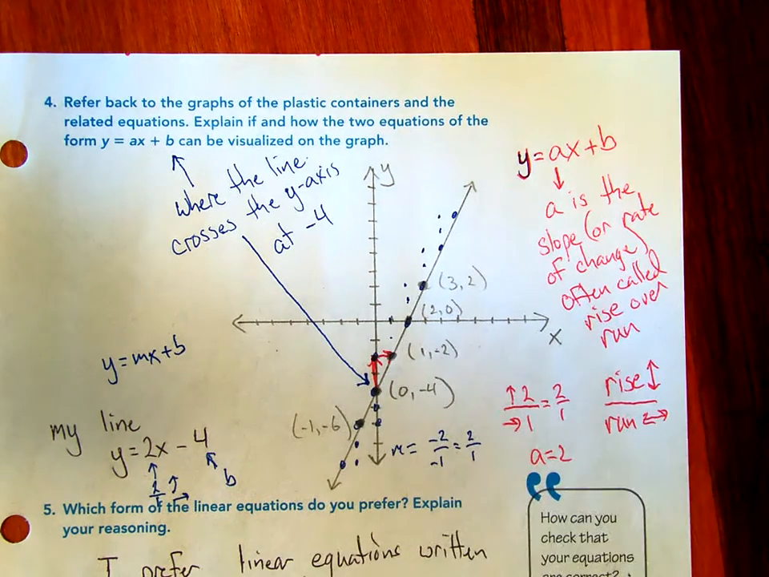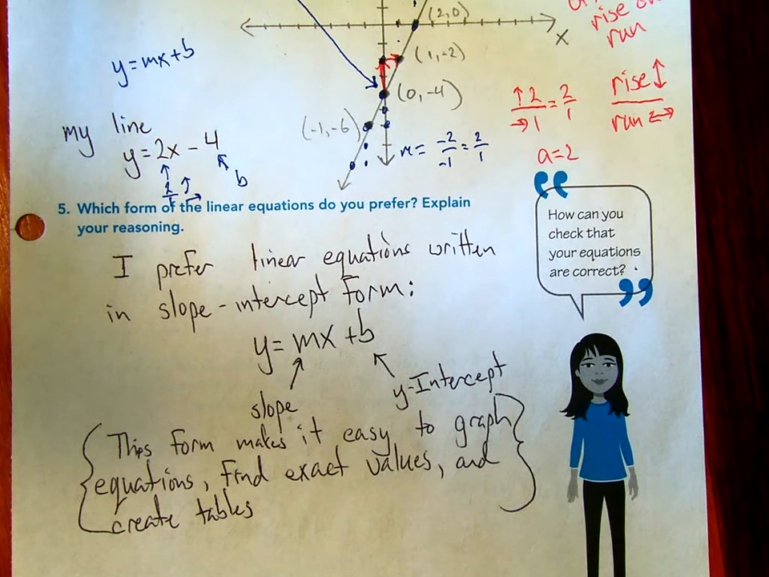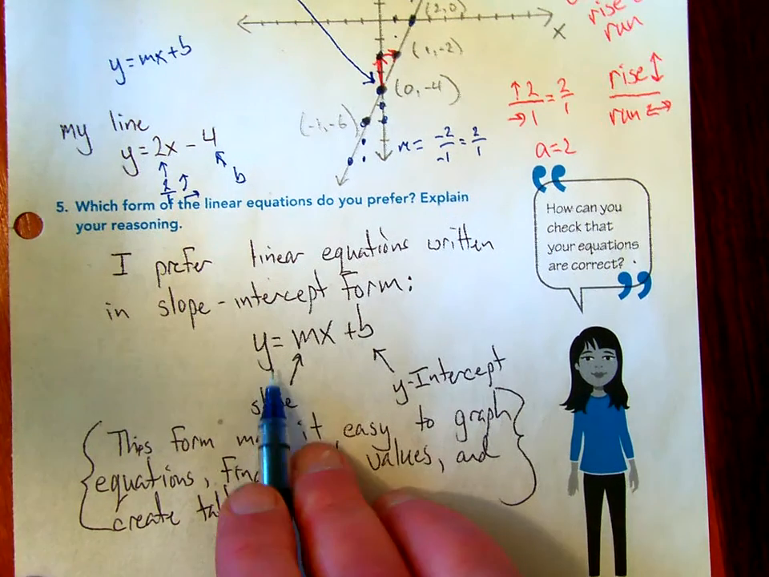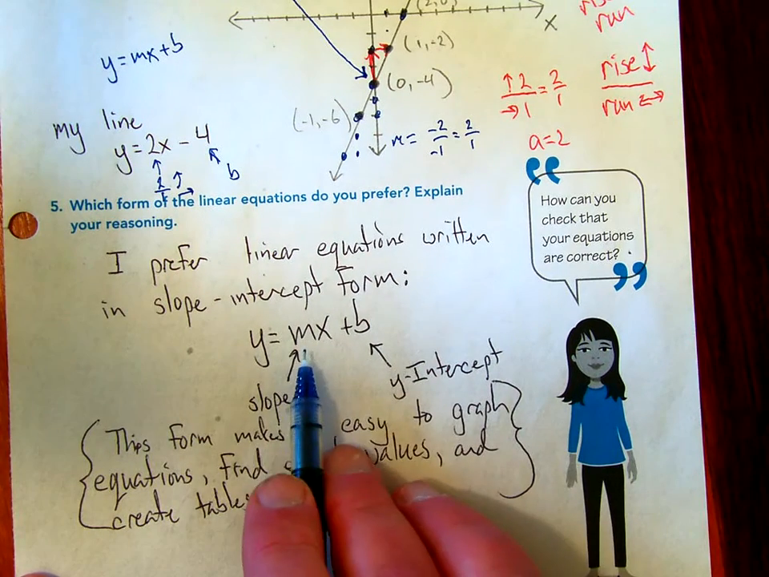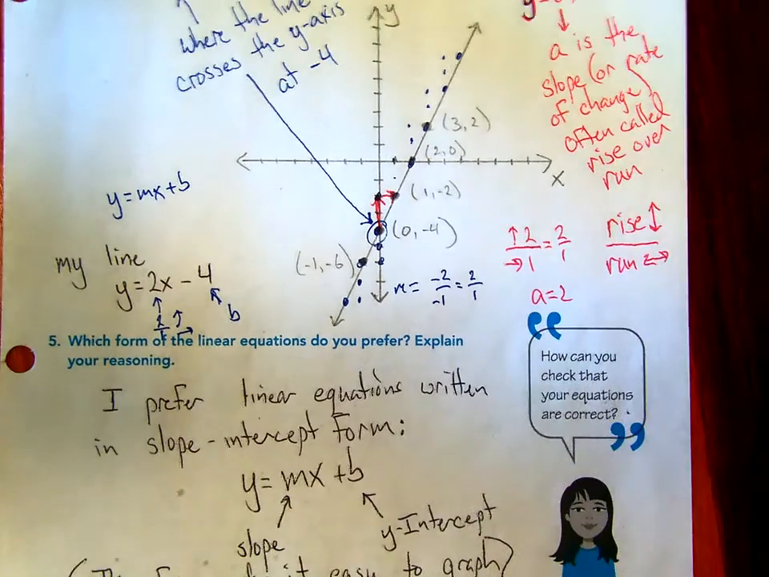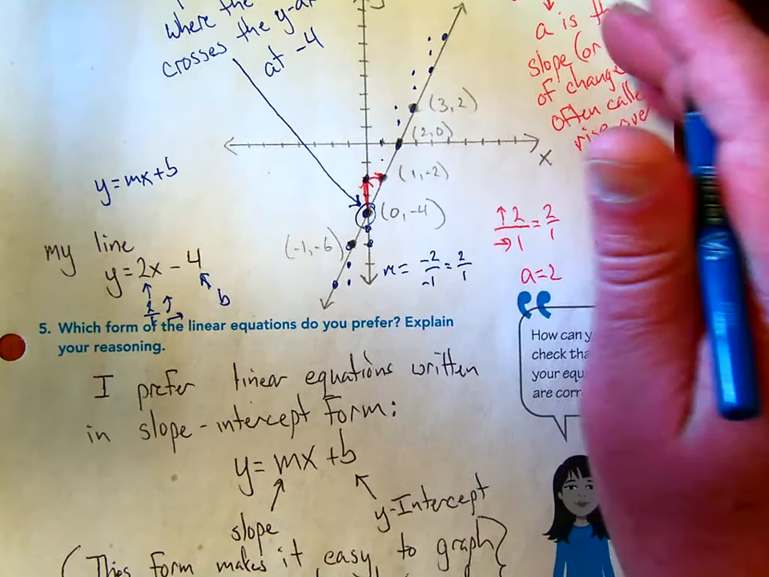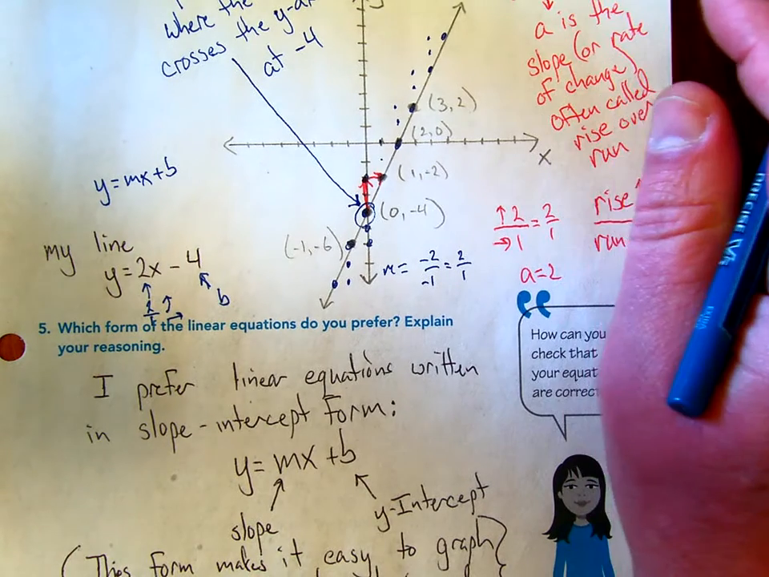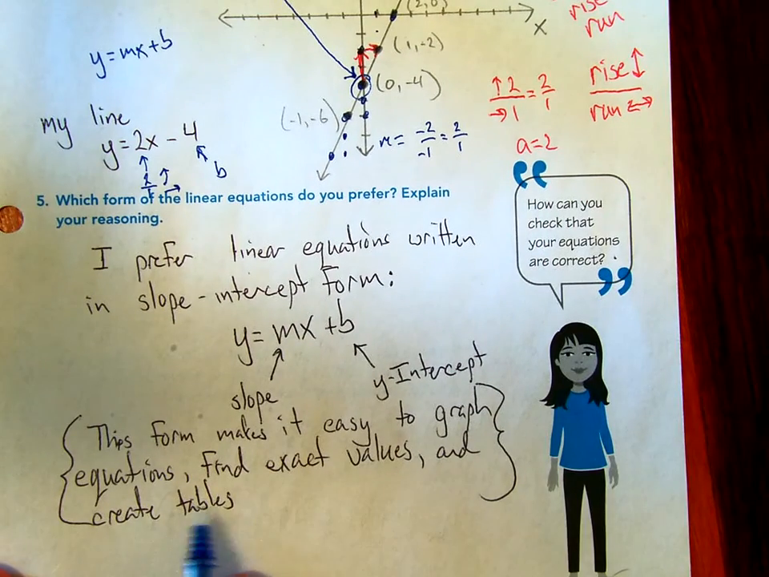Which form of a linear equation do you prefer and explain? This is completely up to you. I like slope-intercept form. I prefer linear equations written in slope-intercept form, because then all I have to find is the slope and the y-intercept. I just have to find this value, and then I just have to find the rate of change. And I can figure out how y has changed and how x has changed. If you give me 2 points on a line, I can figure that out very easily. And so this form makes it easy to graph equations, find exact values, and create tables. That's why I like it.